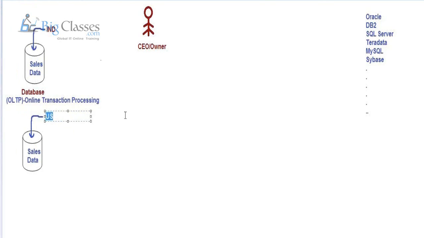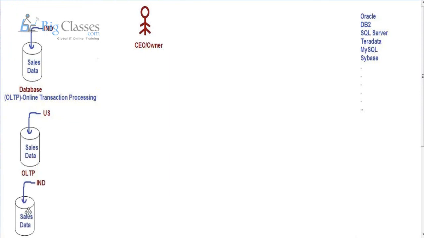Start one more store in US, and I'm maintaining one more database which is going to be called OLTP in US also. So it is going to store the information about the sales happening in the US store, and I started one more store in UK. So I have 3 stores now. One store is in India, one store is in US, and one store is in UK.